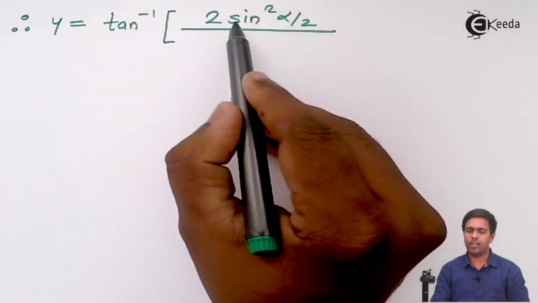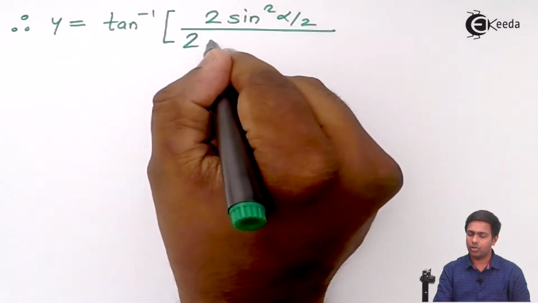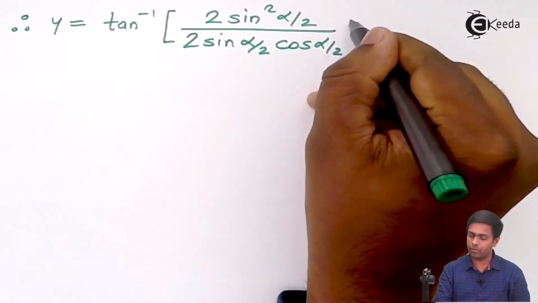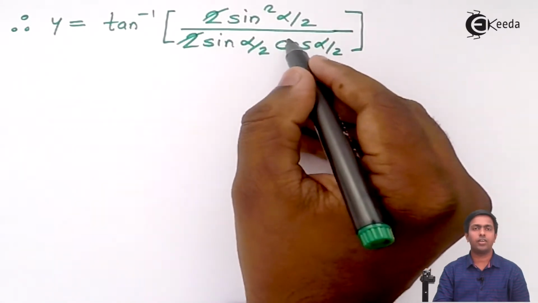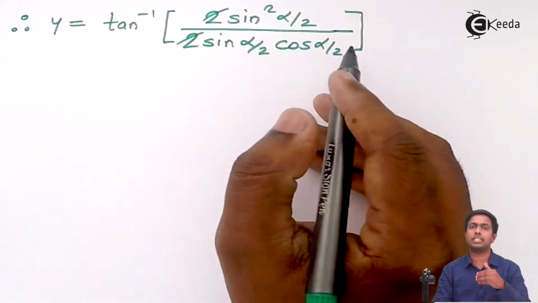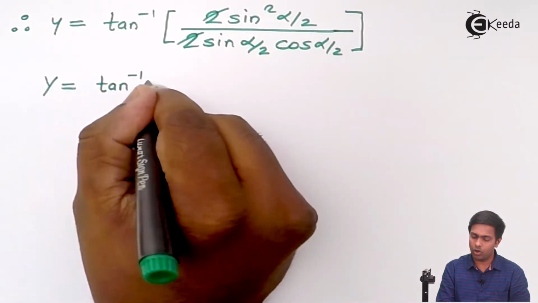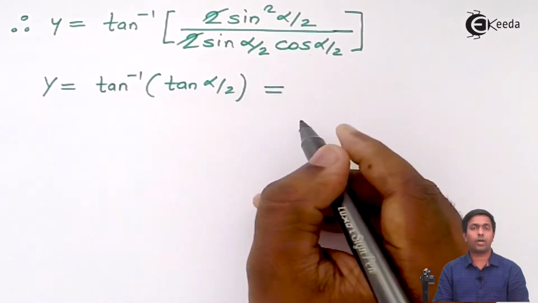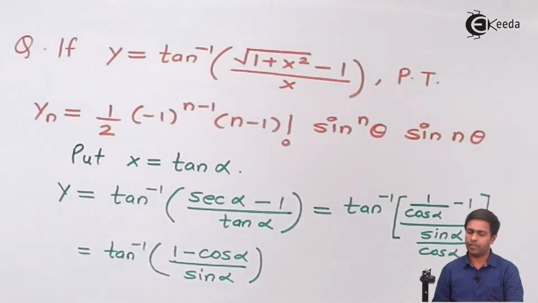Since we have written the formula in the angle alpha by 2, I'll write sin alpha as 2 sin alpha by 2 into cos alpha by 2. Next we'll cancel 2 with 2 and sin alpha by 2 with sin alpha by 2, so we will get sin alpha by 2 upon cos alpha by 2, that is tan alpha by 2. So we will get y as tan inverse of tan alpha by 2. Now guys, tan inverse cancels and we will get alpha by 2.